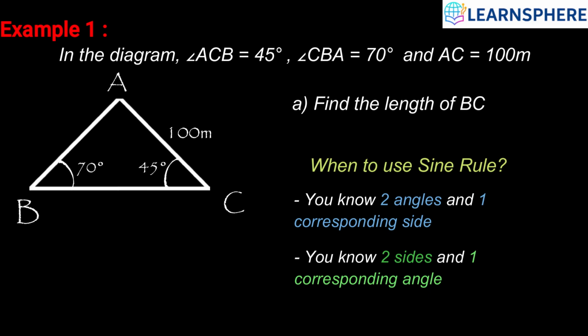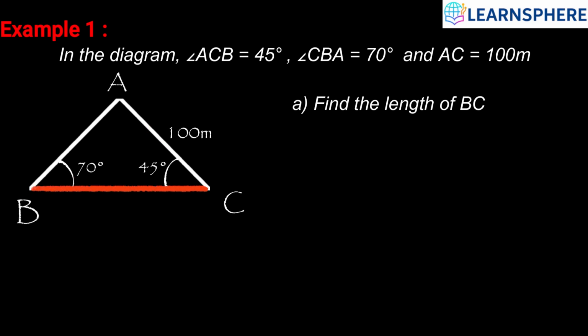So in this question, we have a known pair of angle and side, which is 70 degrees and the corresponding side to it, which is 100 meters. And we are asked to find BC. The corresponding angle to this side would be angle BAC, and we can find this angle. As we know, the sum of interior angles in a triangle adds up to 180 degrees. We can take 180 minus 70 minus 45 to give us 65 degrees as angle BAC.